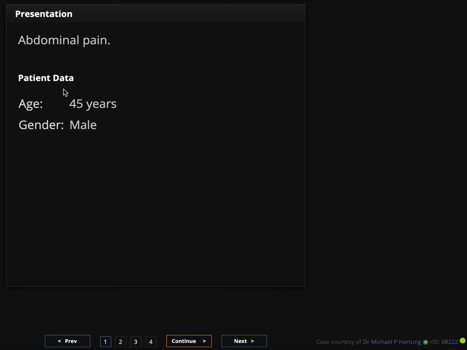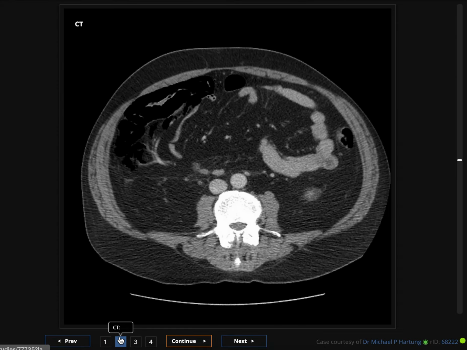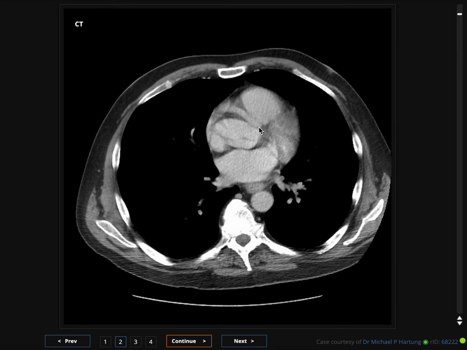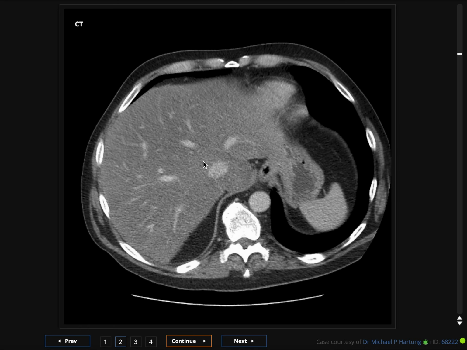Hi guys, we have a case of a 45-year-old male with abdominal pain. Let's go through the images. So in the portal venous phase, let's just come from top down. The lung bases look okay. The heart and the pericardium look okay.